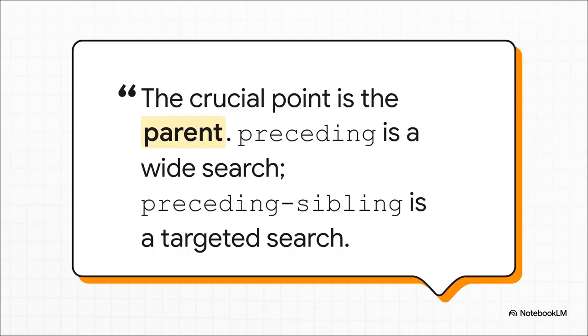No guesswork. Look, if there's only one thing you remember from all this, make it this. The crucial point is the parent. That's the whole ballgame. Preceding is your wide, sweeping search. Preceding sibling is your targeted, surgical strike. It really is that simple.